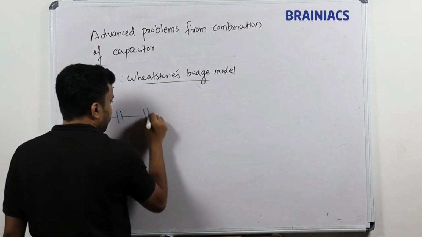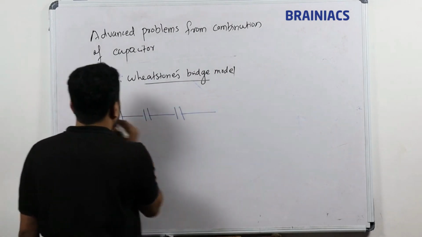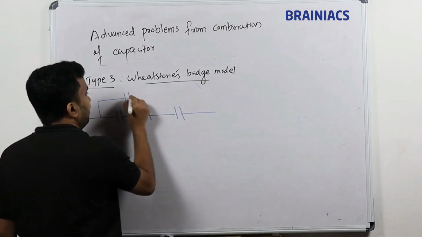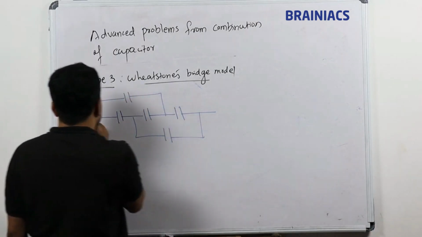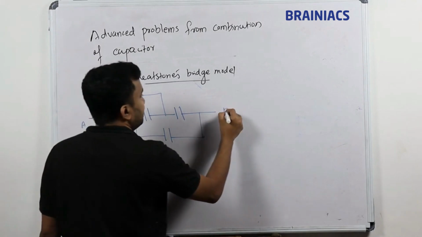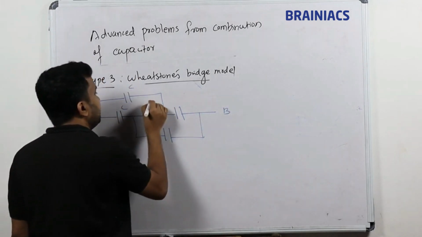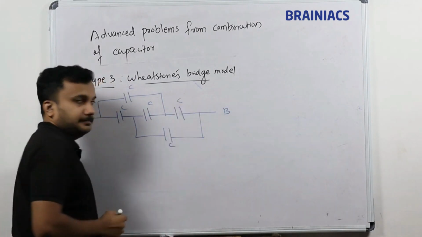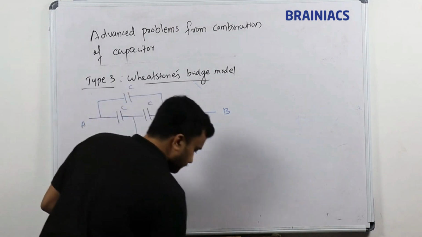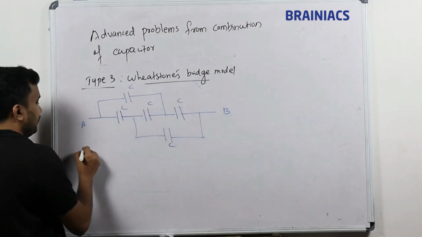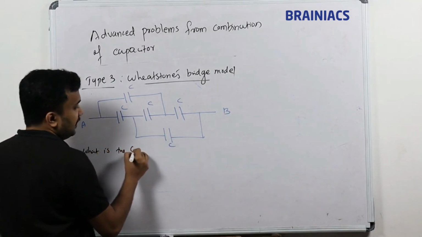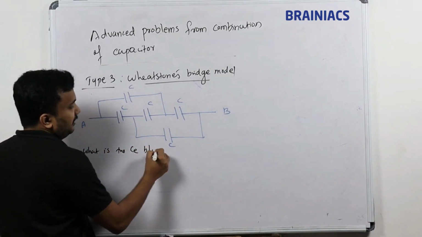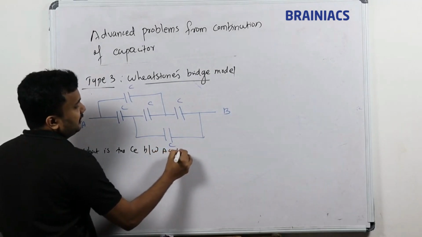First one, 1, 2 and 3. I connected like this. So this is A and this is B. All are C. What is the question? What is the equivalent capacitance between A and B?